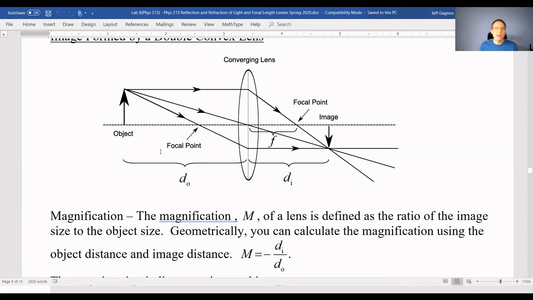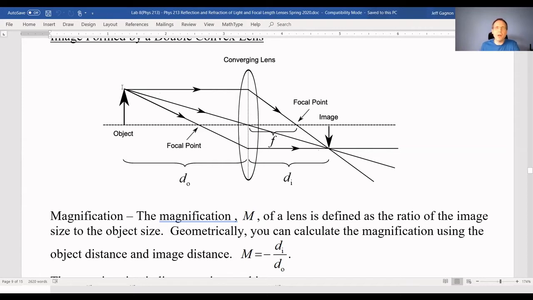picture here. So we have an object, right? There's a light source so we can see the object well. I have a converging lens, and over here I am going to have a screen so that I can focus the image onto the screen. Now, how do we know that the image is going to appear over here?